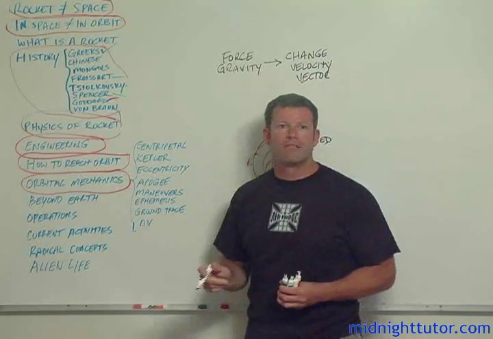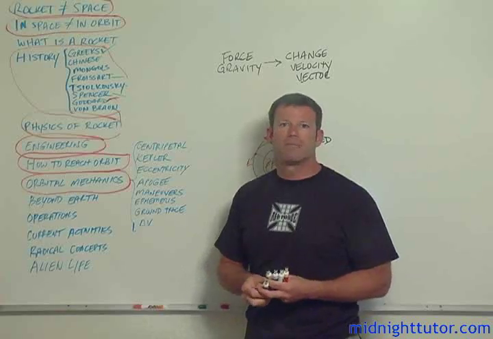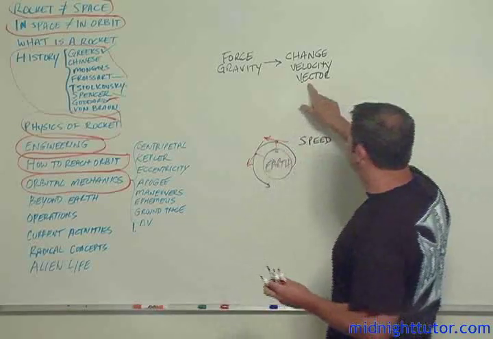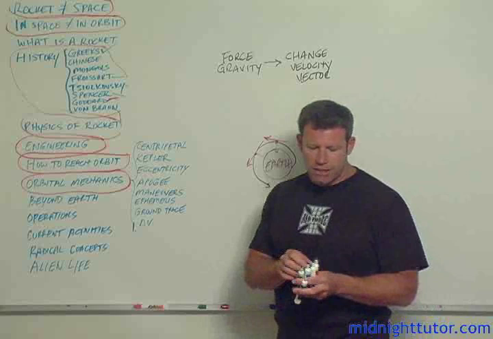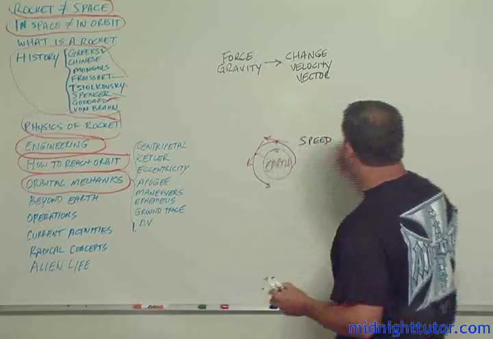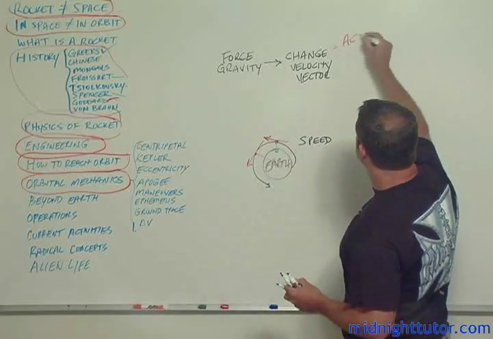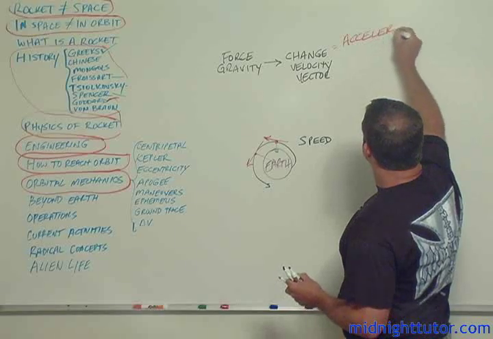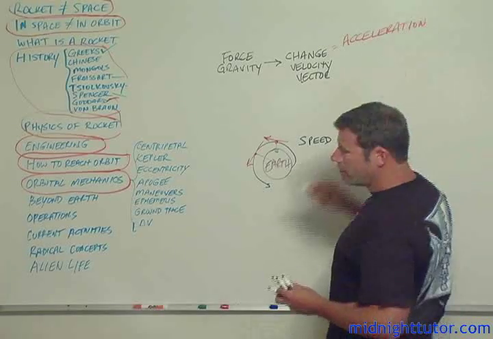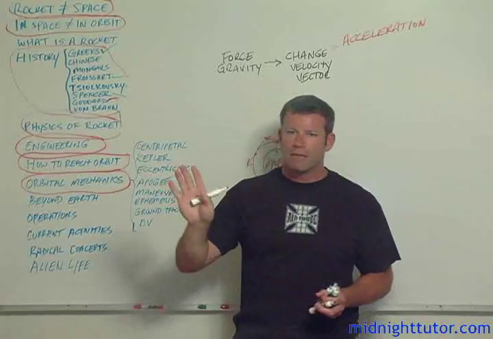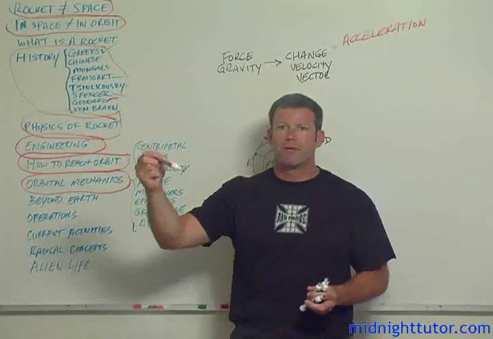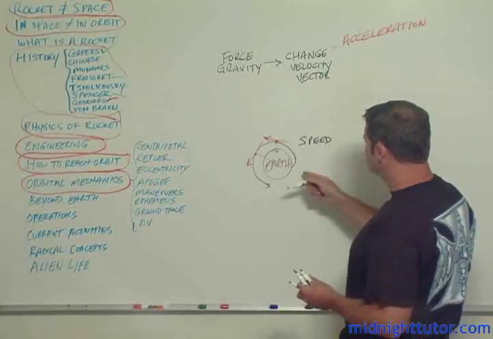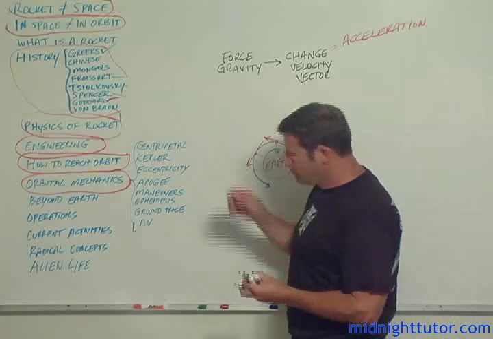As a result of having a changing velocity vector, we also have to have acceleration, since another way of saying changing velocity vector is acceleration. Unlike the accelerator in your car, when you step on the gas and go faster, we're not going faster, we're just changing direction. So what do we call it when we have something like this?